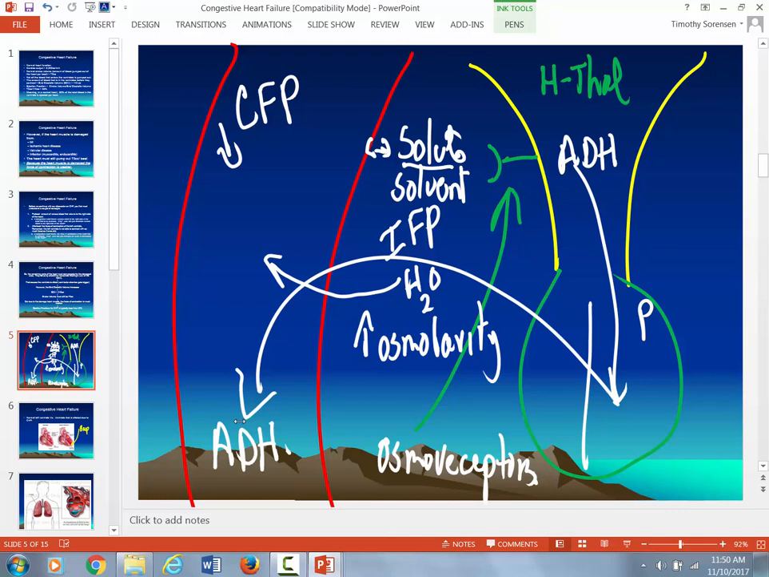Increased osmolarity in the interstitial fluid, right? That's going to trigger osmoreceptors because water's being pushed from the interstitial space into the capillary in an attempt to maintain blood volume.